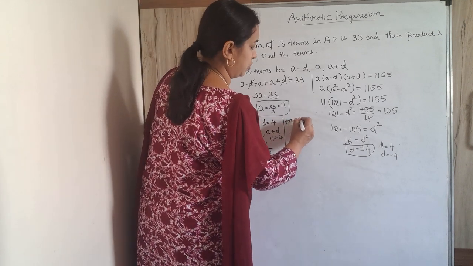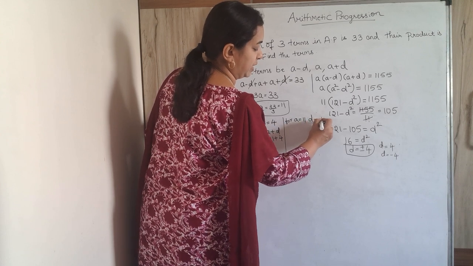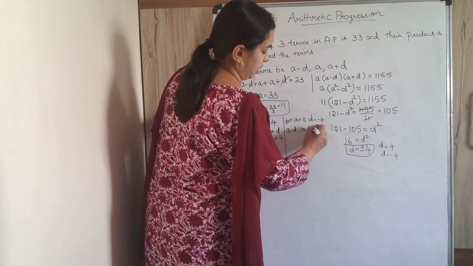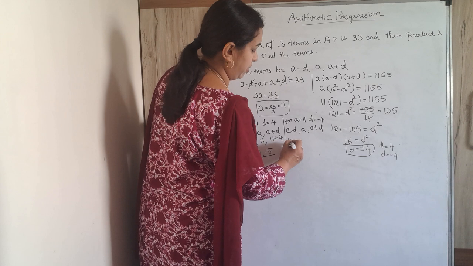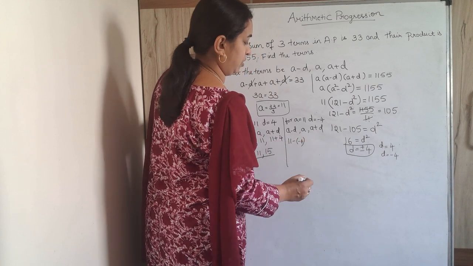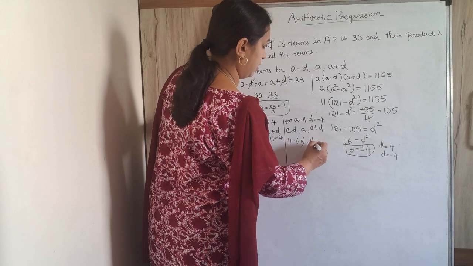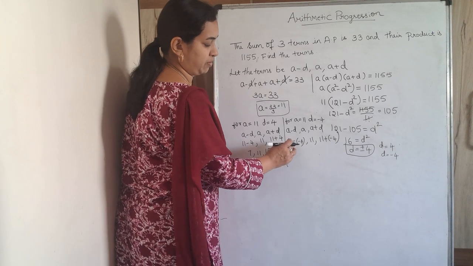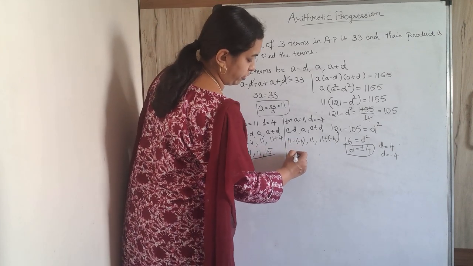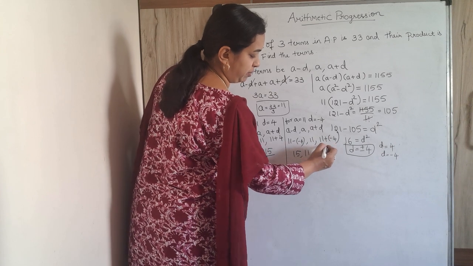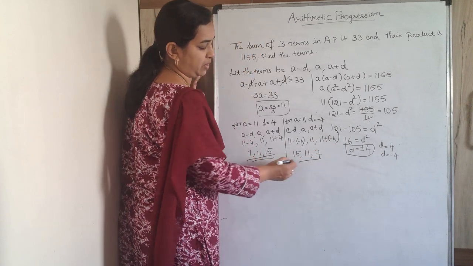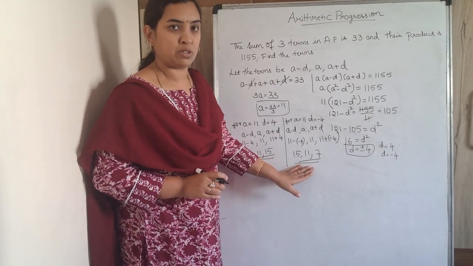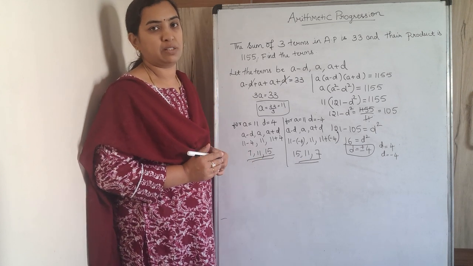For a = 11 and d = −4, it will be a − d, a, a + d. So which will be equal to 11 minus of minus 4, and 11, and 11 plus of minus 4. So 11 minus into minus is plus, so 11 plus 4 is 15, 11, and 11 minus 4 is 7. Okay, you need to show these two values. That will be your answer.